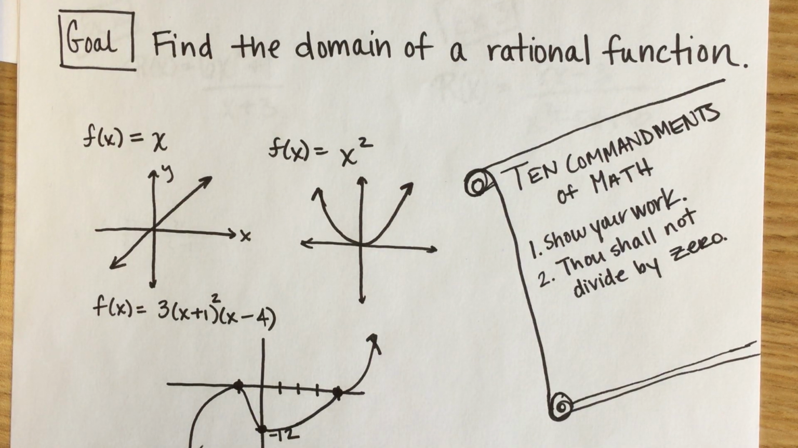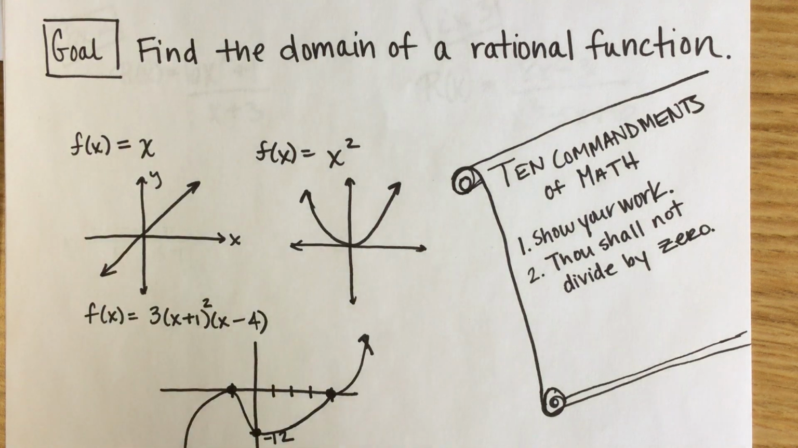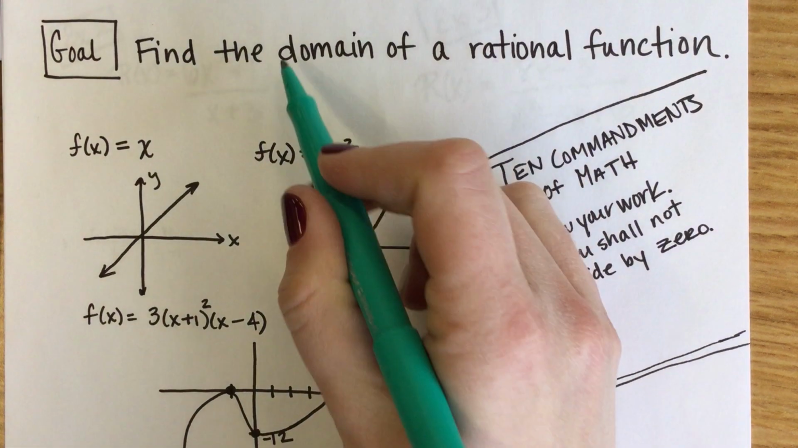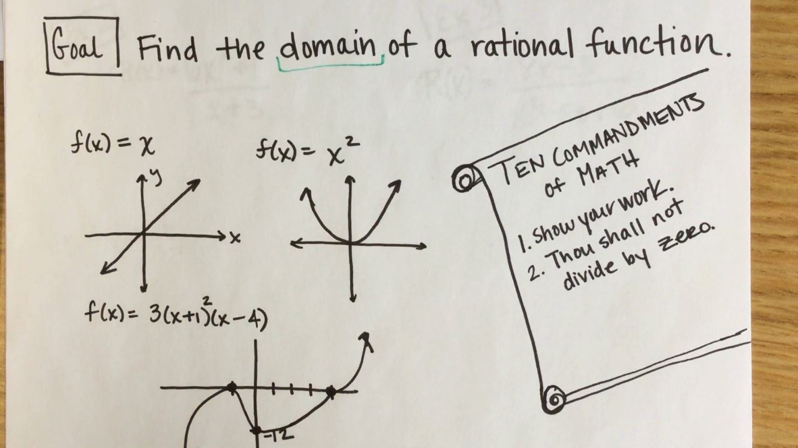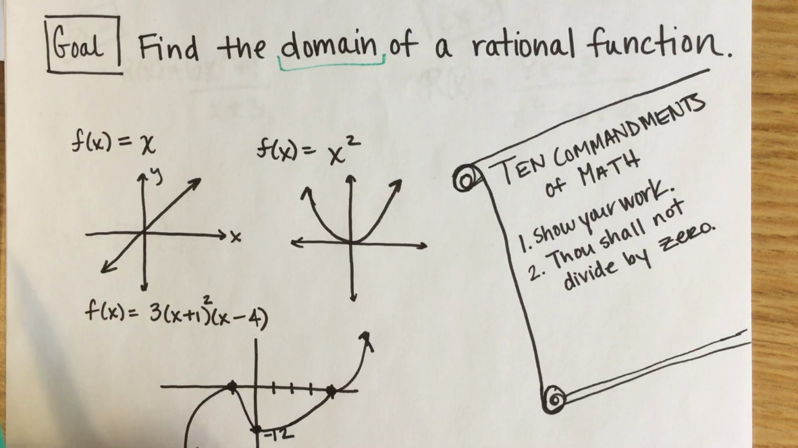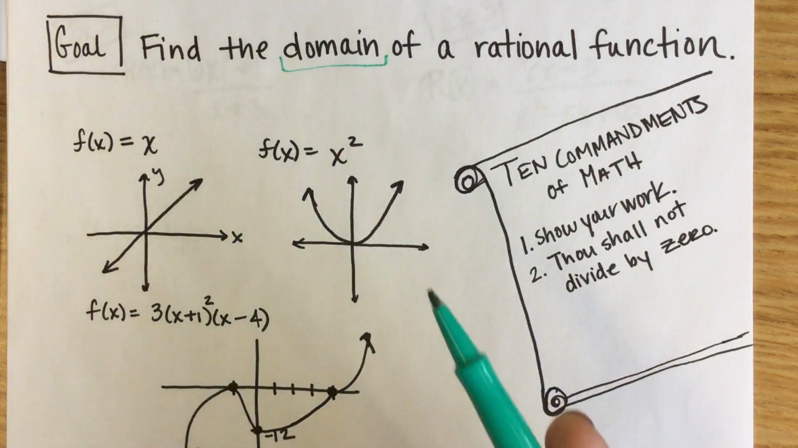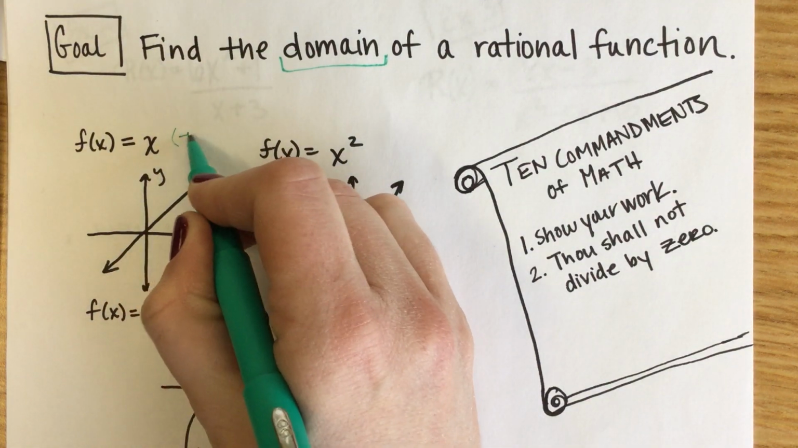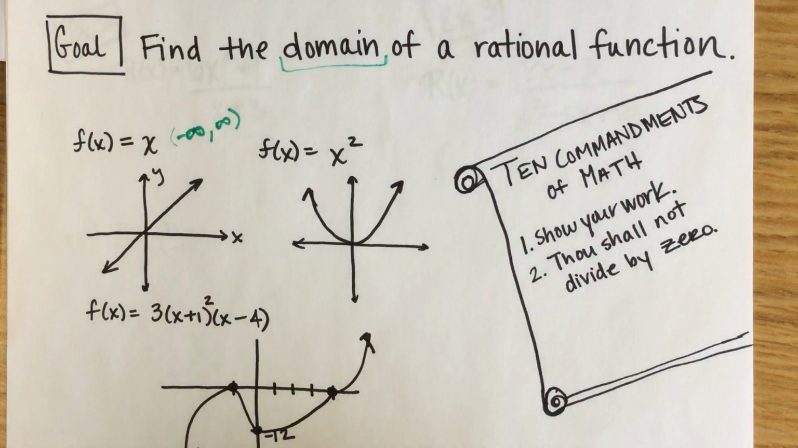All right, so what we're going to take a look at right now is the domain of a rational function. Now, remember, when we're talking about domain, we're talking about the set of all x's on our graph. And so we did this a lot at the beginning of the year, and we did it with our parent functions. Now, if we take a look here at our function, this is our linear parent function. And so we know that as this function continues going to the left and to the right, it's never going to stop. And so in this function, the domain is going to be negative infinity to infinity.